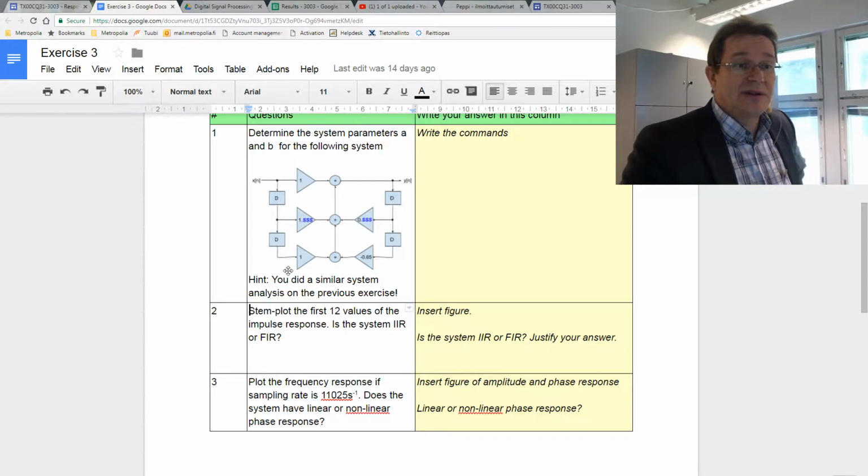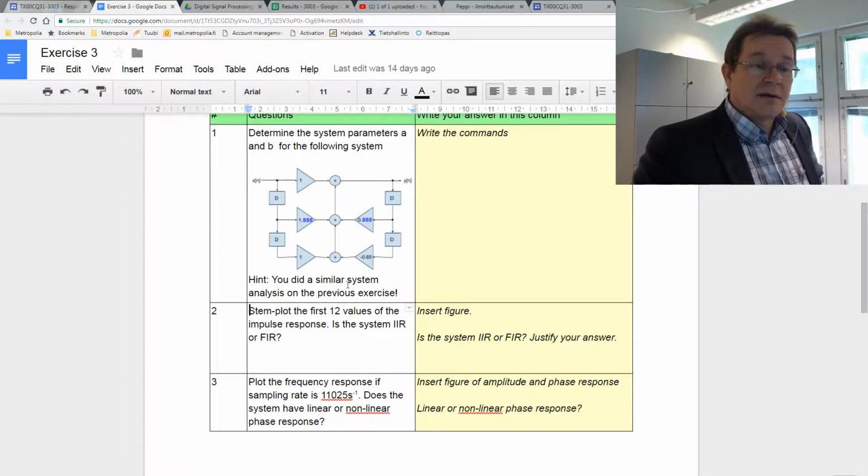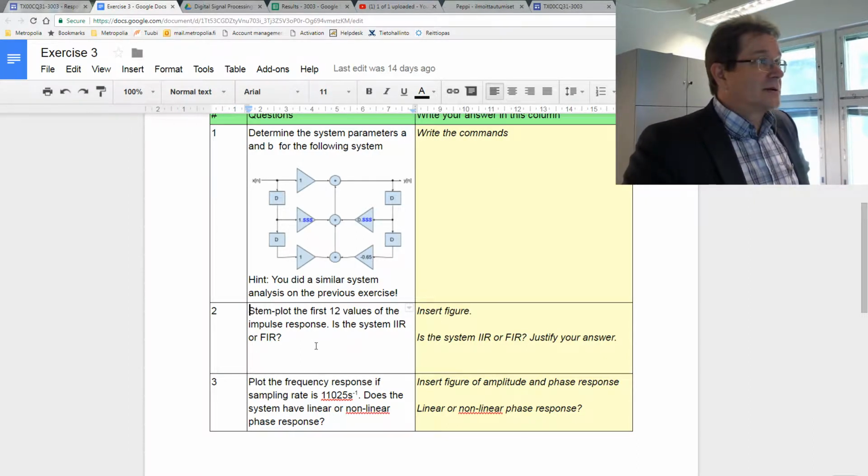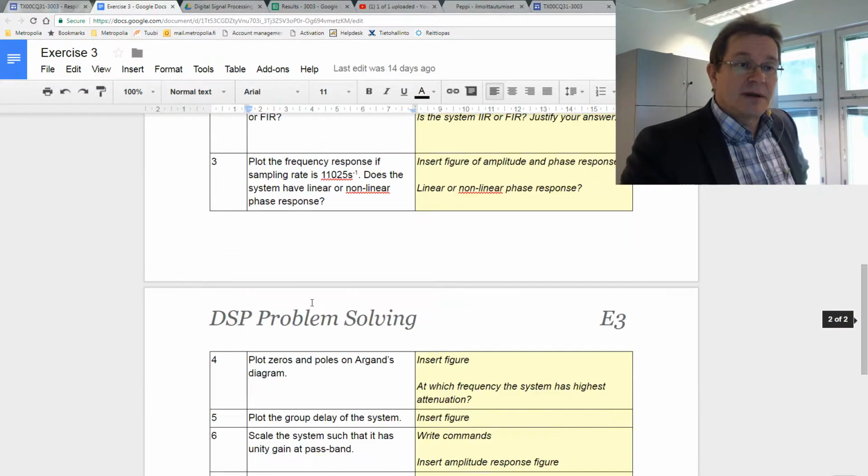So basically use this system, determine the parameters, and run your impulse through a system implementation, which in MATLAB will be filter. Okay. And then plotting the frequency response at a certain sampling rate. Then there are some questions about linear or nonlinear phase response.